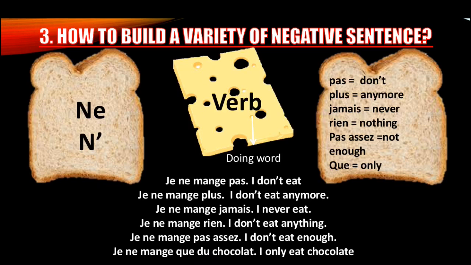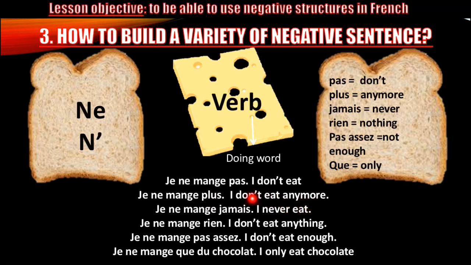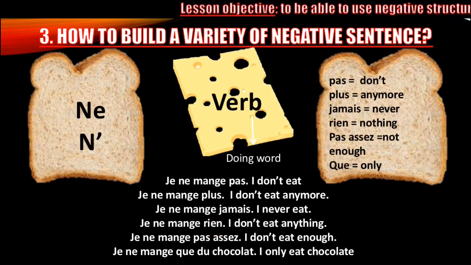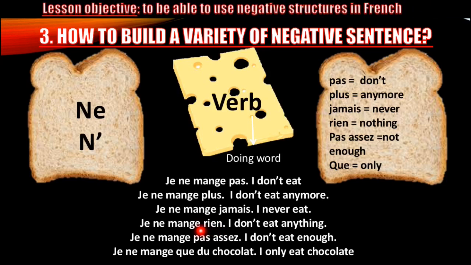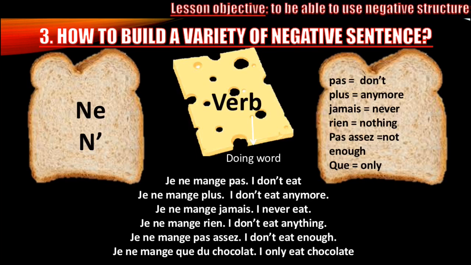For example, je ne mange pas, I don't eat. Je ne mange plus, I don't eat anymore. Je ne mange jamais, I never eat. Je ne mange rien, I don't eat anything. Je ne mange pas assez, I don't eat enough. And je ne mange que du chocolat, I only eat chocolate.